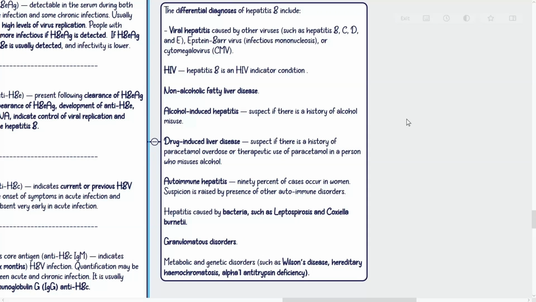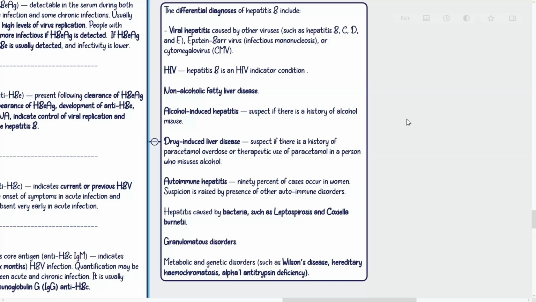The differential diagnoses of hepatitis B include viral hepatitis caused by other viruses, such as hepatitis A, C, D, and E, Epstein-Barr virus, infectious mononucleosis, or cytomegalovirus, CMV. HIV. Hepatitis B is an HIV indicator condition. Non-alcoholic fatty liver disease. Alcohol-induced hepatitis. Suspect if there is a history of alcohol misuse.